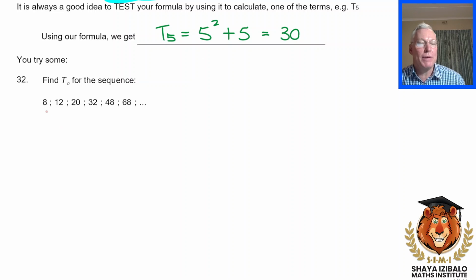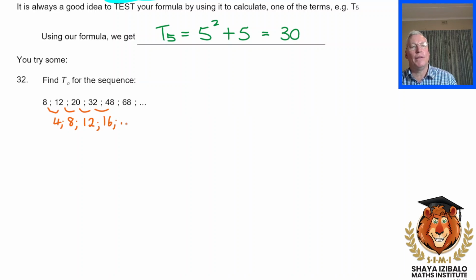very much like following a recipe. The first thing we're going to do is we're going to write down our first differences. Okay, and the first differences are 4. 20 minus 12 is 8. 32 minus 20 is 12. 48 minus 32 is 16. Those are the first differences. Okay. Now we're going to write down the second differences. 8 minus 4 is 4. 12 minus 8 is 4. And 16 minus 12 is also 4.